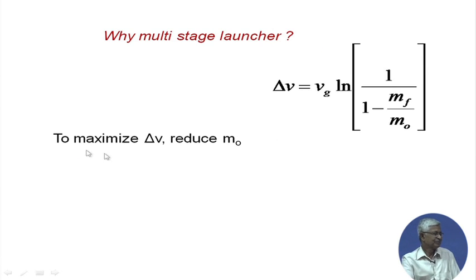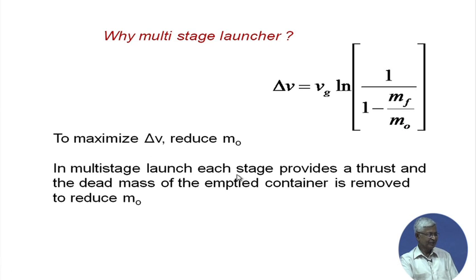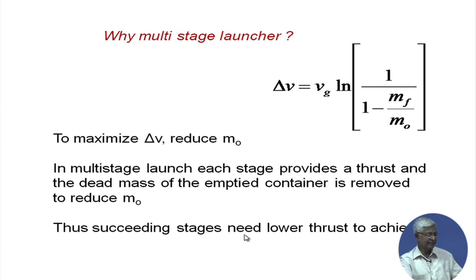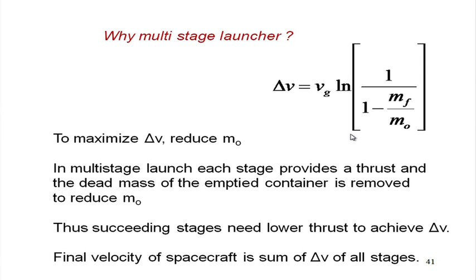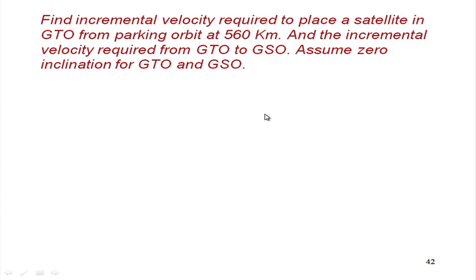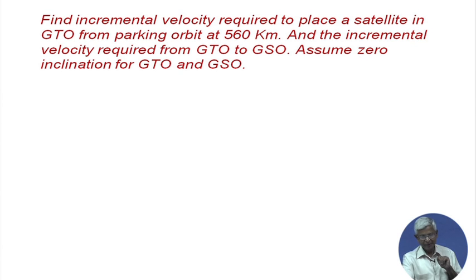That is the trick. To maximize the delta v, we reduce m0. In multi-stage launch, each stage provides a thrust, and the dead mass of the emptied container is removed to reduce m0. Thus, succeeding stages need lower thrust to achieve delta v, and the final velocity is the sum of the delta v of all the stages. This is the multi-stage. That is just additional knowledge you gather.